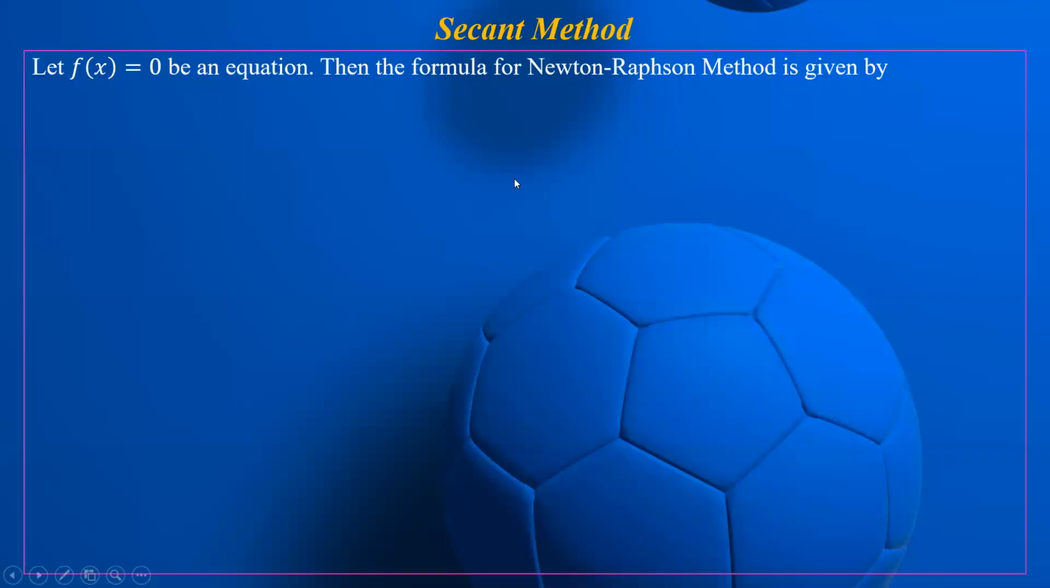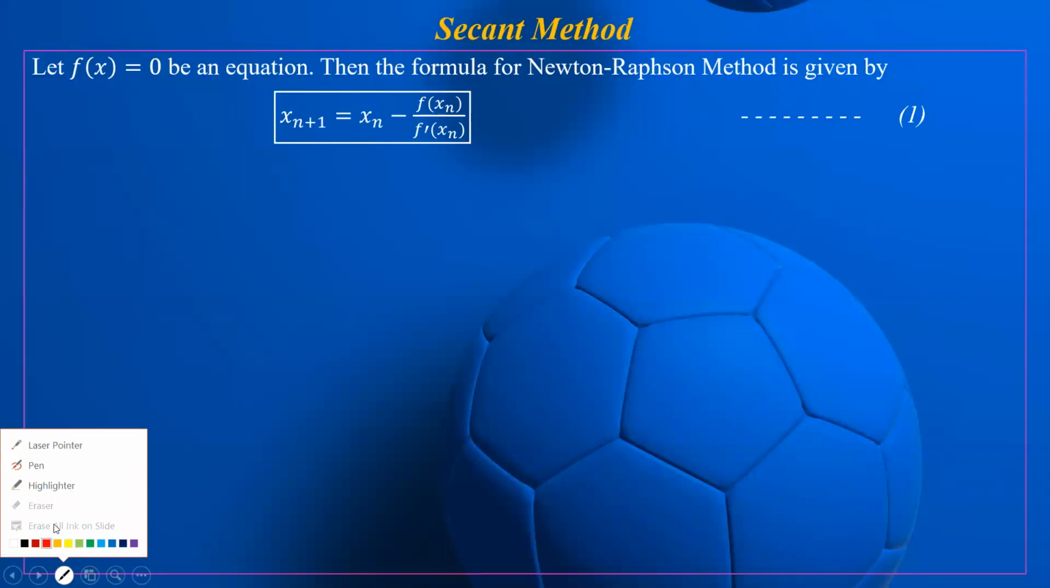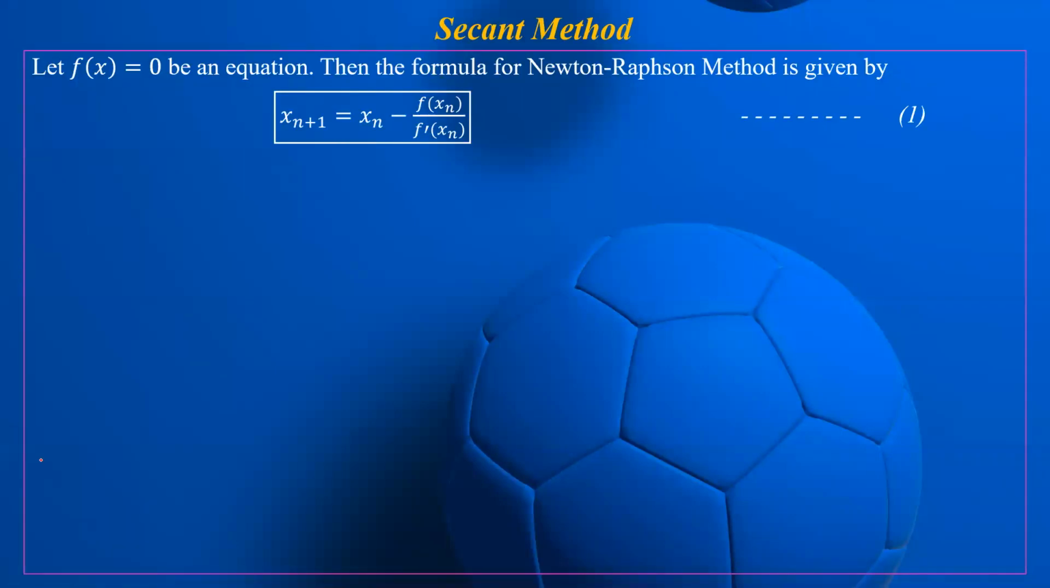So we have already seen what is the bisection method and what is the Newton-Raphson method. Now we are studying how to solve algebraic and transcendental equations. For that, we have already seen two methods, the bisection method and the Newton-Raphson method. Today we discuss the secant method. So what is the secant method?